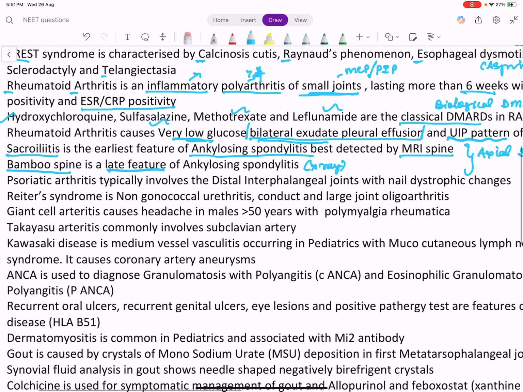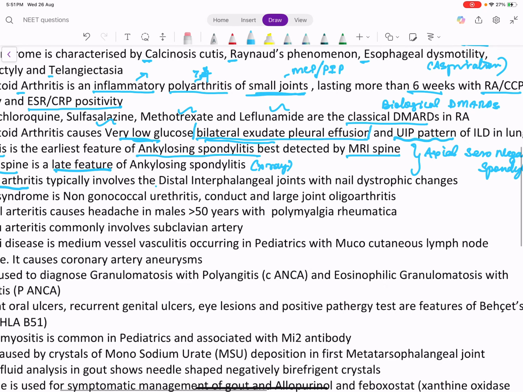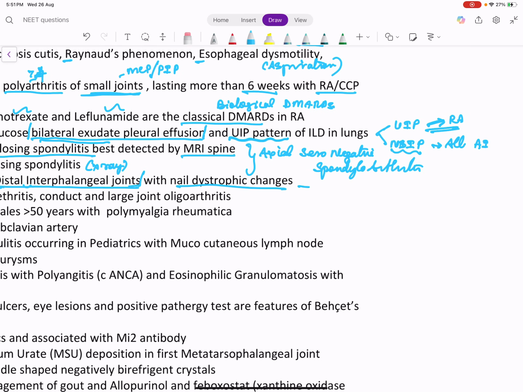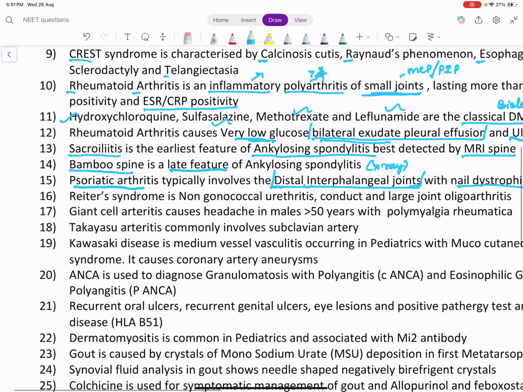Psoriatic arthritis is another spondyloarthritis which affects the appendicular skeleton. Here the distal interphalangeal joint is affected. In rheumatoid arthritis, PIP is affected. In psoriatic arthritis, DIP is affected. Plus there can be nail dystrophic changes. If you see the criteria for psoriatic arthritis, there should be DIP involvement, plus there can be a personal history of psoriasis or past history of psoriasis or even a family history of psoriasis.